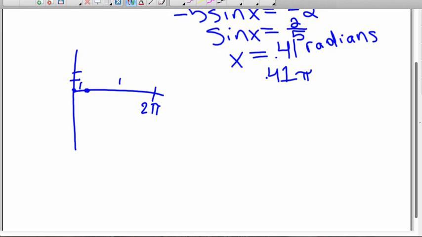So 1.2 is going to be right here. That's your critical point. Sine of 0 is 0, so 0 is going to be up here. And 2 pi, still 0, it's going to be up here. Okay, so then your relative maximum and minimum: your maximum is going to be 0 and 2 pi, right? Because they're both 2.